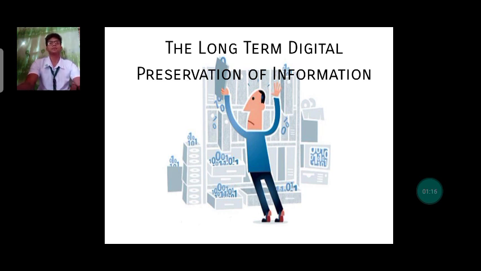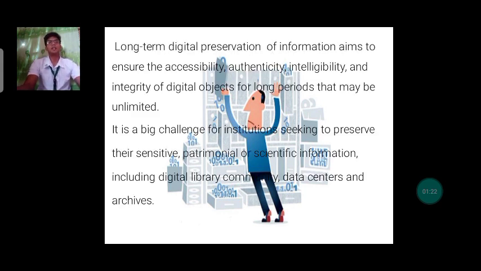Nice, very good. So, the long-term digital preservation of information aims to ensure the accessibility, authenticity, intelligibility, and integrity of a digital object for a long period that may be unlimited. And it is a big challenge for institutions seeking to preserve their sensitive, patrimonial, or scientific information, including the digital library community, data centers, and archivists.